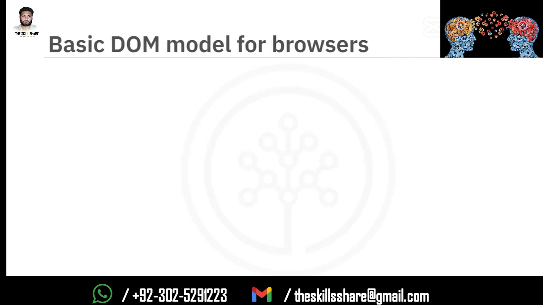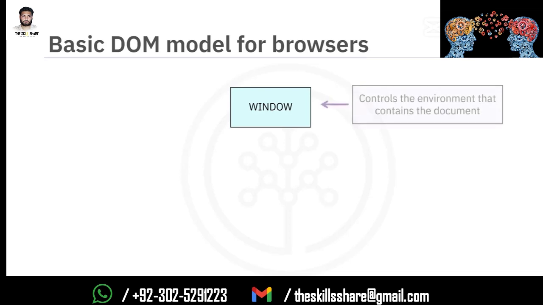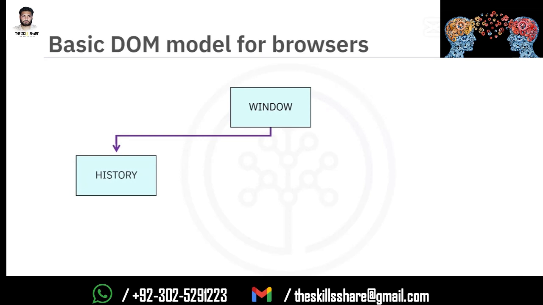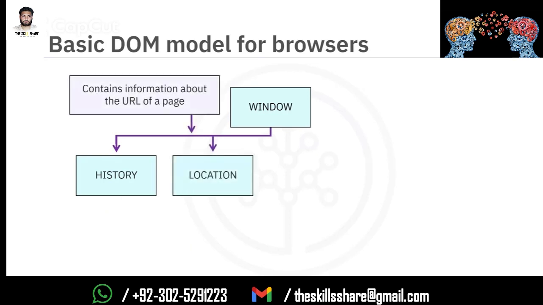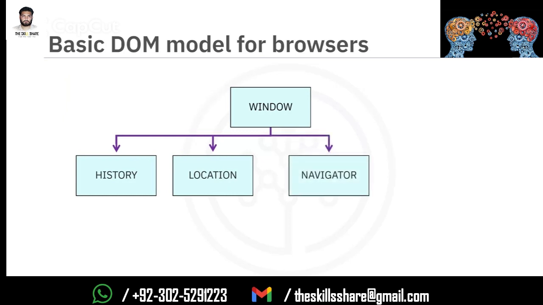Here is a representation of the basic DOM model for browsers. The window object is at the top of the DOM hierarchy and controls the environment that contains the document. The history object keeps internal details about the recent history of pages in the browser. The history object has methods for letting you simulate clicking the back or forward buttons in a browser. The location object contains information about the URL of a page.